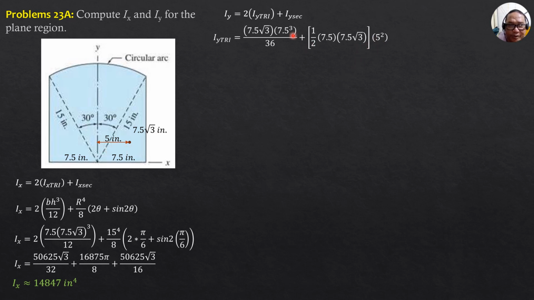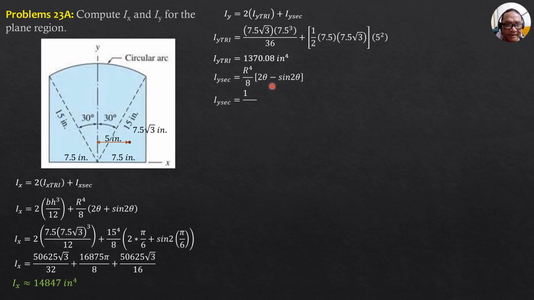So I hope you can follow that and you know that already. So solving for Iy of triangle in decimal form, 1370.08 inches to the fourth. Then for the Iy of sector, r to the fourth over 8, quantity 2 theta minus sine of 2 theta.